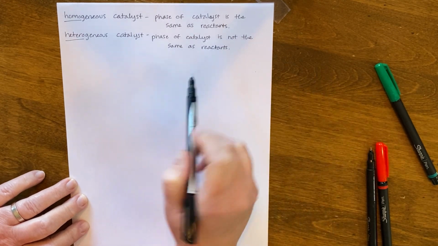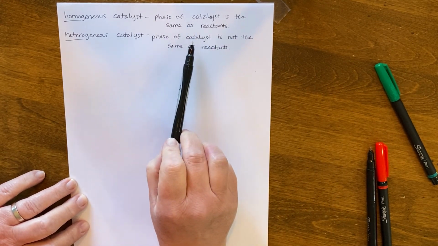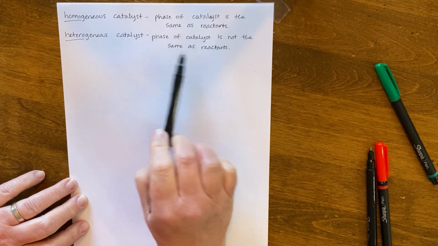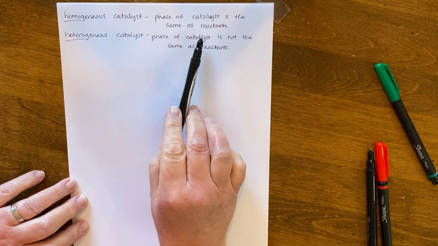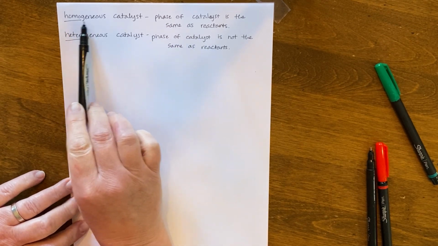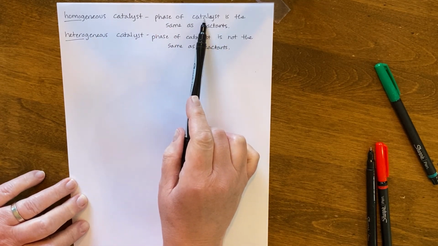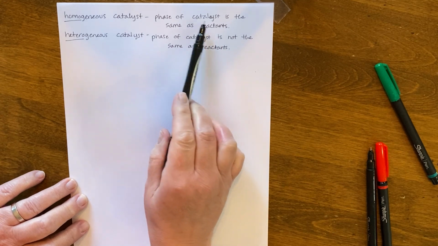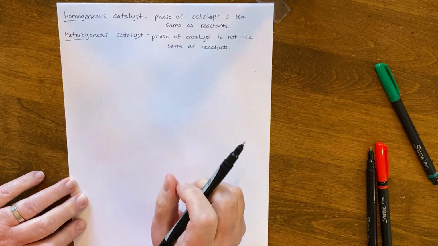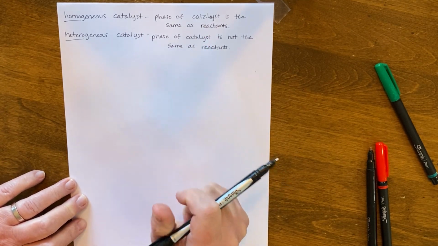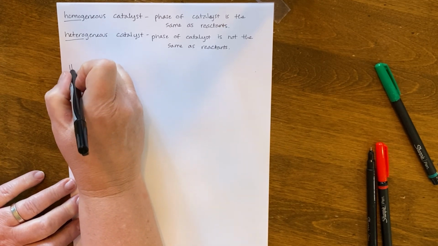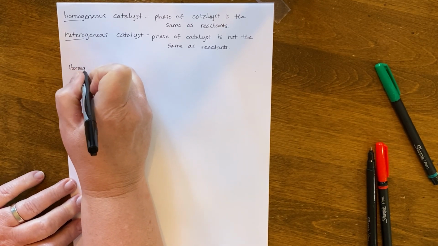Okay, so there's probably different permutations of this, but we're going to keep things pretty simple for our study. As far as we're concerned, all the reactants will be of the same phase, and the catalyst will be either the same phase or a different phase. So he's not going to throw you a curveball. Let's look at homogeneous first, a homogeneous catalyst.